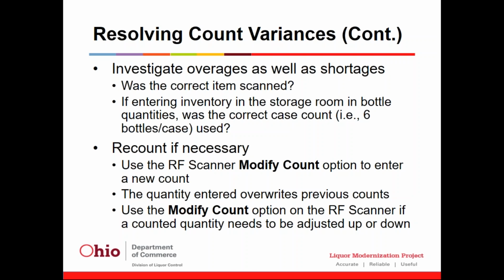Once I've done my investigation, I've gone out, I figured out where the missing product was, and I've figured out where my overages are, I need to change some of my counts in the system. You can do this by using the Modify Count option on the RF scanner. What Modify Count does is it replaces the count completely for that particular item. It doesn't add to anything that you have, it replaces the count for that item.